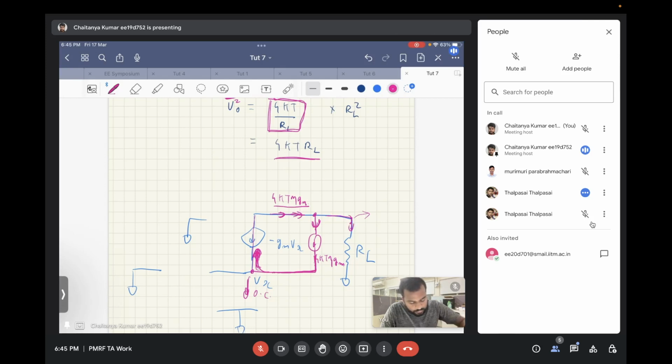So what will be the current that will be flowing in this load resistor? The current flowing in this load resistor will be equal to zero. Okay. So we see that no output voltage is developed due to this current source. So the contribution from this cascode current source is zero. Is this clear?